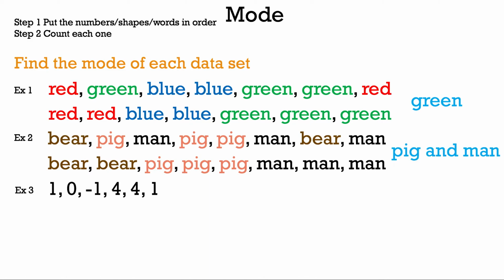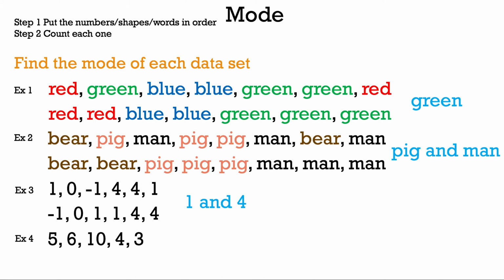Take a look at this example. Once again, let's put them in order as we have done. So negative 1, 0, 1, 1, 4, 4, and so once again we share a mode because there are 2 1s and 2 4s. So 1 and 4 is my mode. Now let's take a look at this last example. Okay, so let's put them in order: 3, 4, 5, 6, and 10. As you can see, there is only one of each number, so therefore there is no mode.